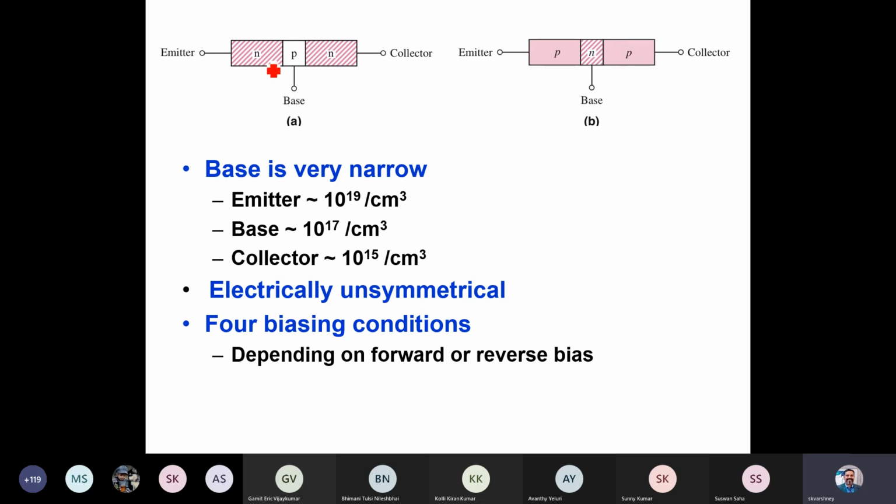It can be either NPN or PNP. One portion is the emitter, which you can see here. Then there is the sandwiched thin layer between, which we call the base, and then the last portion, which we call the collector.